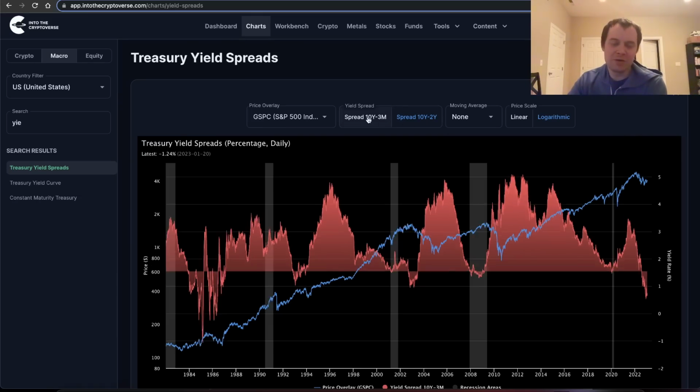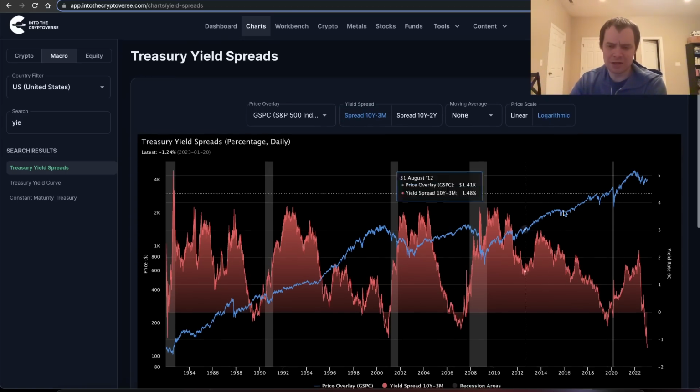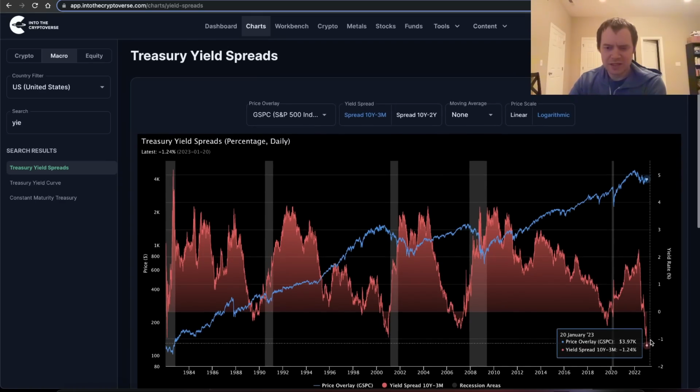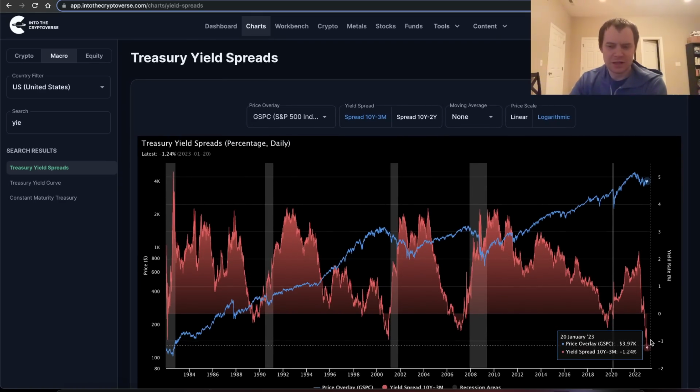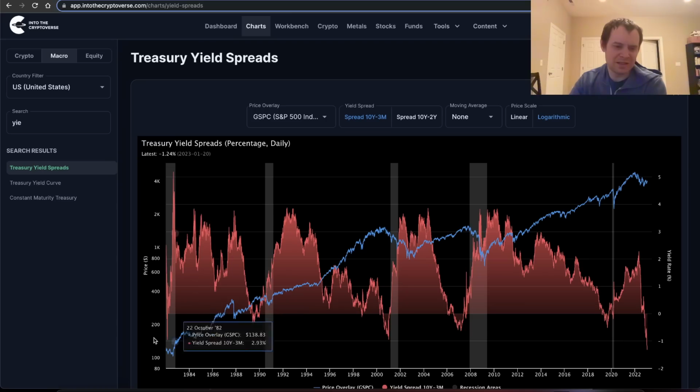Now, when you look at the 3-month and the 10-year, this is a question I've been getting quite frequently, so I wanted to address it. A lot of people have looked at this and said, well, this seems somewhat crazy. The Treasury yield spread here is deeper inverted than it has been, at least in the data we have on the website.